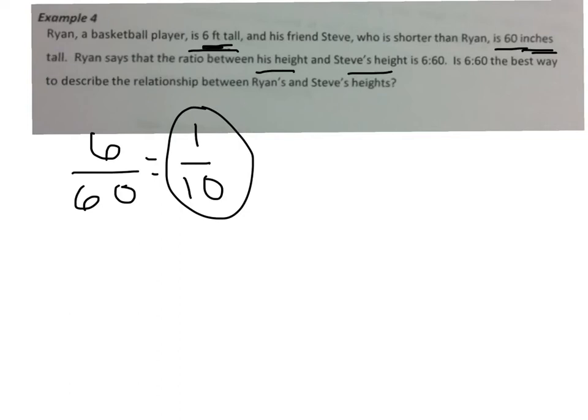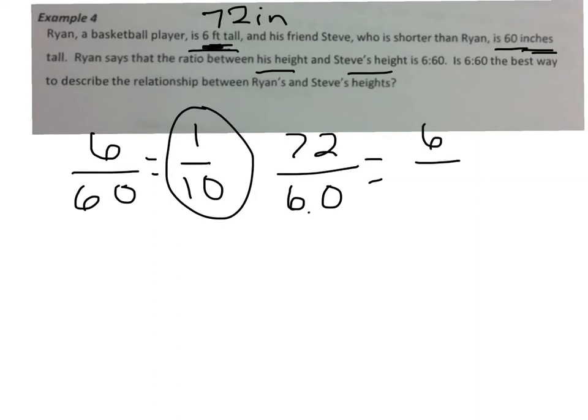So basically, if I took 12 times 6, because there's 12 inches in a foot, 12 times 6 is 72. So now I have them both in inches. So now when we compare, Ryan's height is 72, compared to Steve's, which is 60. Okay, if I reduce that down, I could divide by 12. 12 goes into 72 6 times and into 60 5 times. So there is 6 to 5, meaning Ryan is a little taller, but only by a ratio of 6/5.